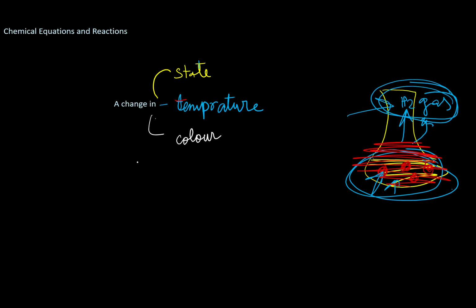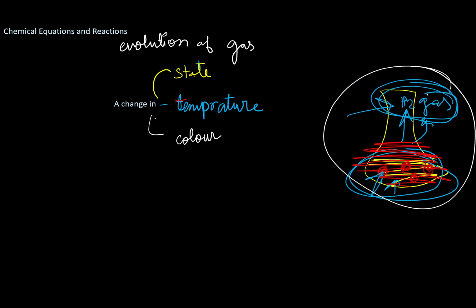The next thing which we can determine is the evolution of gas. In the same experiment, notice the evolution of gas. We can see that there is evolution of H2 gas, and this is obviously a chemical reaction. These are the four things which determine if a chemical reaction has taken place or not.